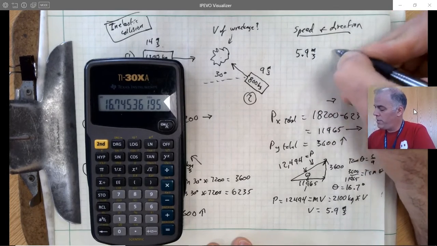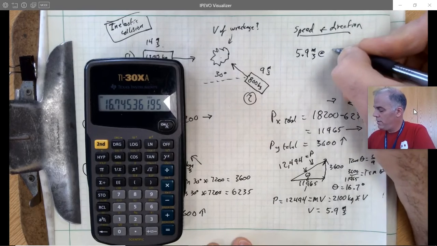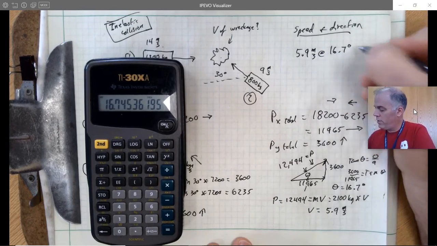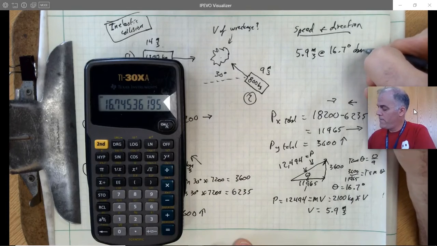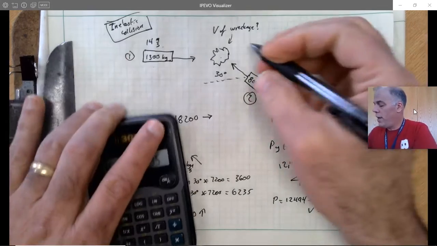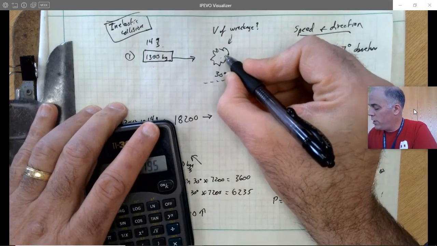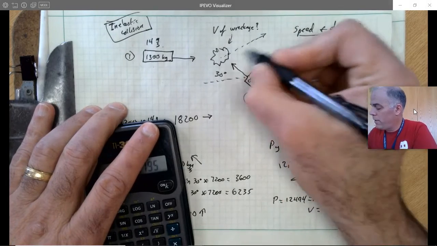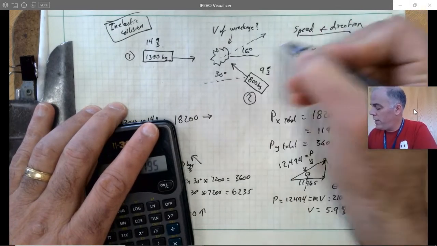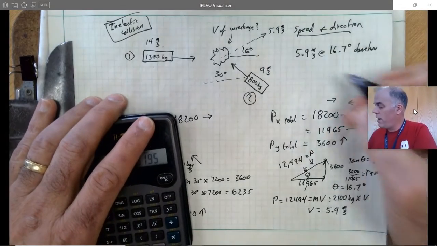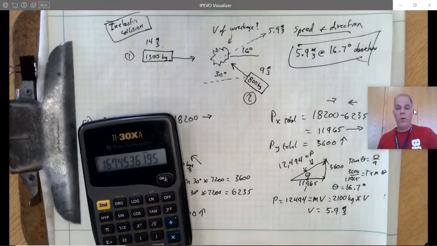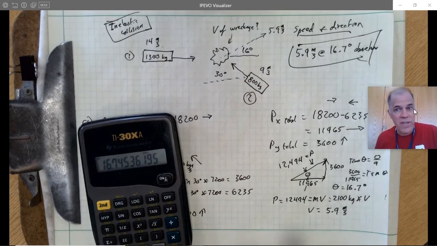5.9 meters per second at 16.7 degrees above the horizontal. Above horizontal. So that's saying that the wreckage is going to be going out this way. Okay, and this angle here is 16 degrees, and it's been moving at 5.9 meters per second. That's our answer. Always a good idea to check to see if it makes sense.